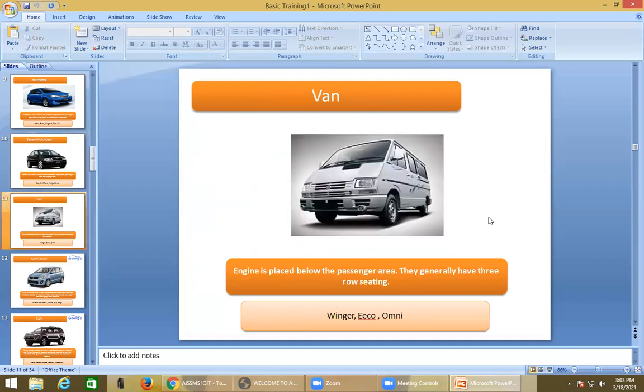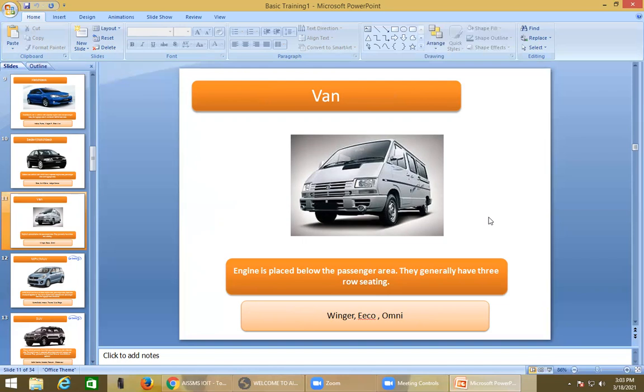Then van. The engine is placed below the passenger area. See, the van picture is showing in the PPT. They generally have three row seating. An example of such a type of vehicle, like vans, is the Omni. As all of you know, the Omni car is a light motor vehicle.